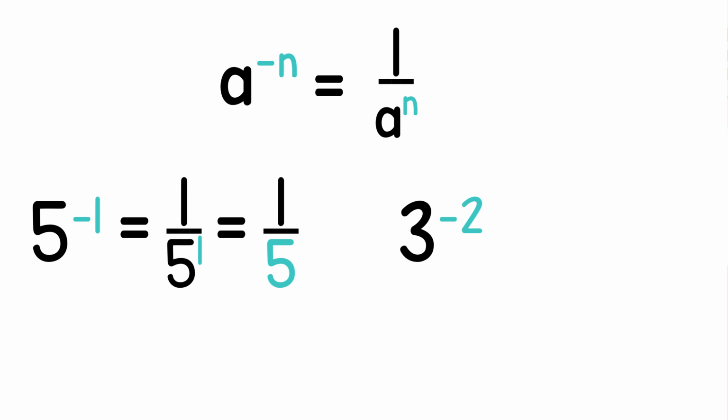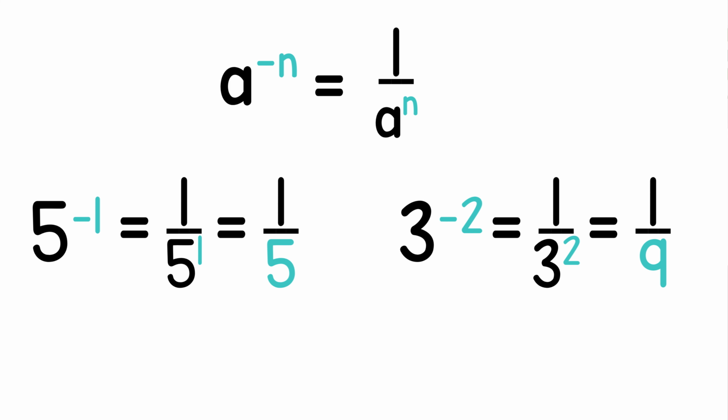Or if we had 3 to the negative second power, we can write this as 1 over 3 to the positive second power. 3 squared is equal to 9, so this is equivalent to 1/9. Let's look at some real-world problems where we'll see negative exponents.